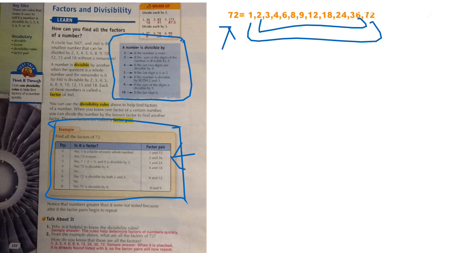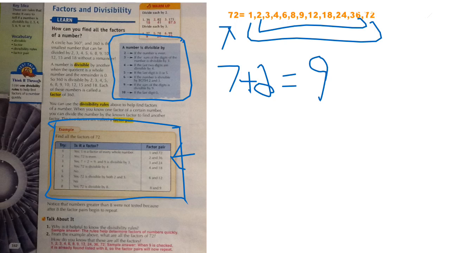So for example, a number is divisible by 3 if the sum of the digits of the number is divisible by 3. So if we were to take 72 and add those two digits together, that equals 9, and 9 is divisible by 3, so therefore 72 should be divisible by 3. Okay, because 3 times 24 is 72.